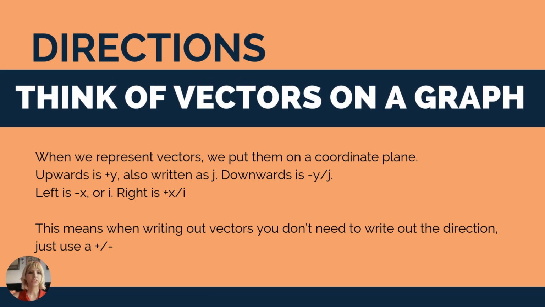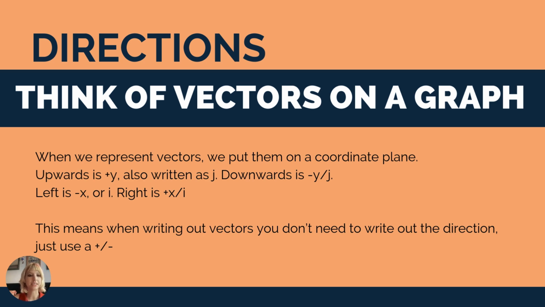For the direction of vectors, we can think of them on a graph, and we can put them on a coordinate plane. It's easiest to just put our vectors starting at the origin. We can put them anywhere as long as they are the same length and direction. No matter where they are on the coordinate plane, they're going to be the same vector.